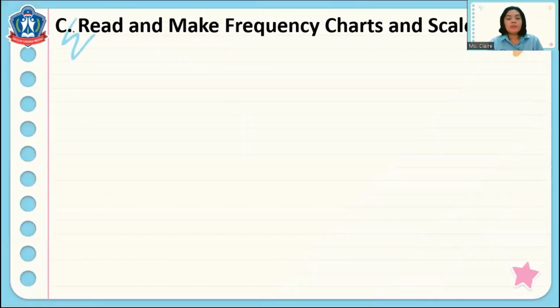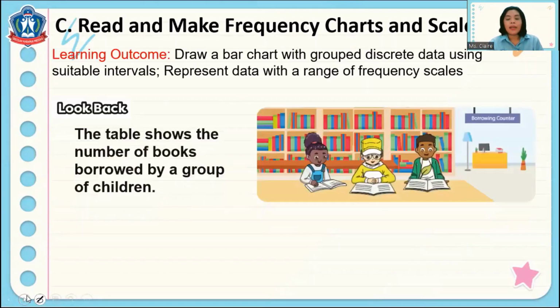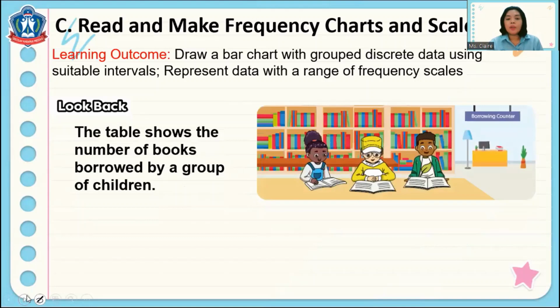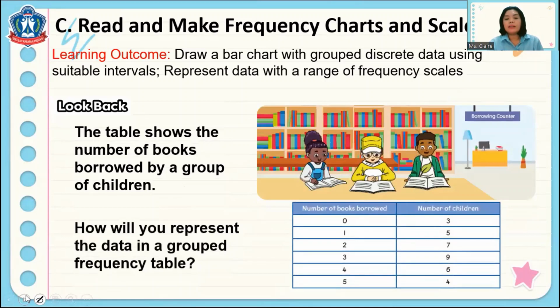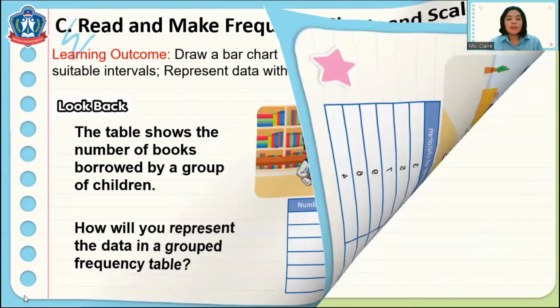Okay, let's move on to lesson C. We are going to read and make frequency charts and scales. Take a look. This table shows the number of books borrowed by a group of children. So how will you represent the data in a group frequency table? How are we going to represent this using a group frequency table?